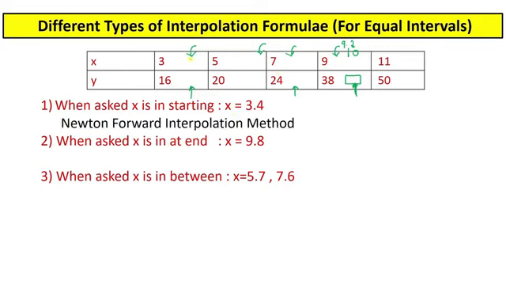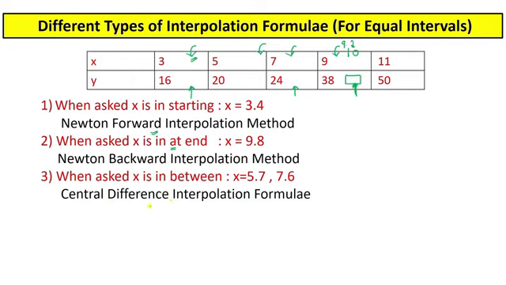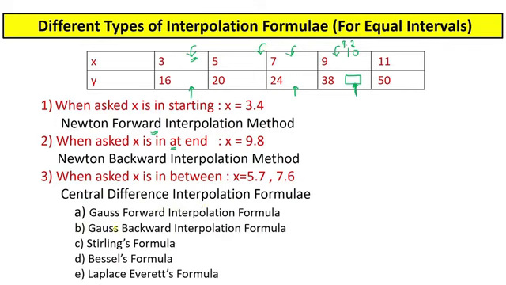If the x value for which the y value is being asked is in the starting of the table, then we use the Newton forward interpolation method. If x is at the end, then we will use Newton backward interpolation. Otherwise, we will use the central difference interpolation formulas, and we have different central difference interpolation formulas, like these. In this video, we are going to talk about how this Newton backward interpolation method will work.